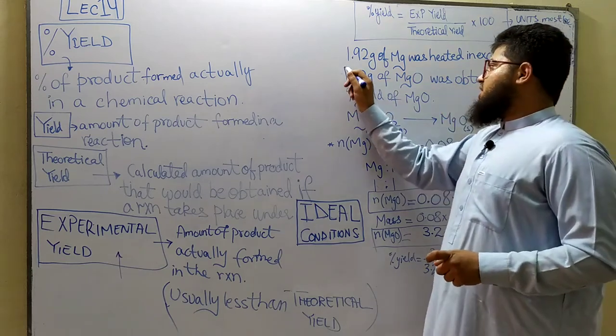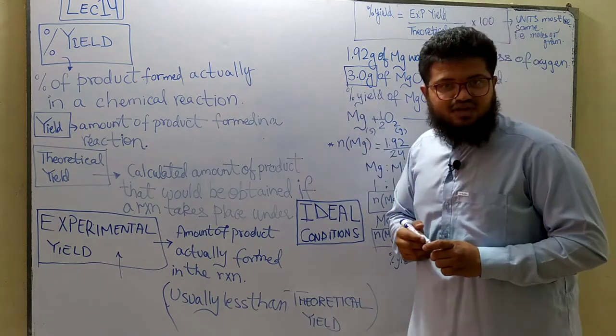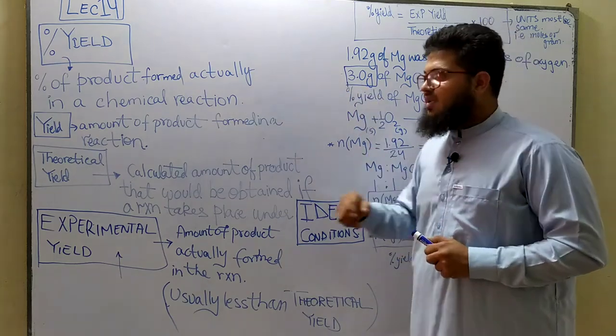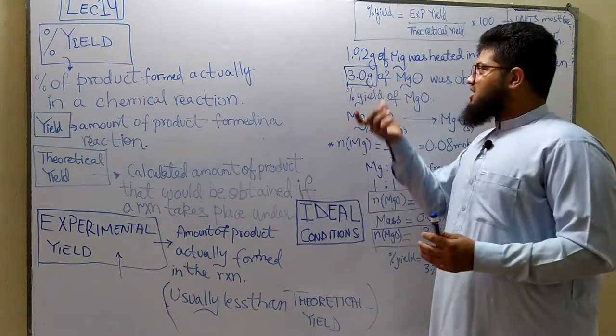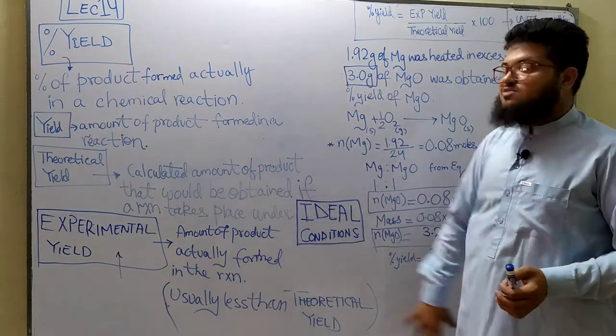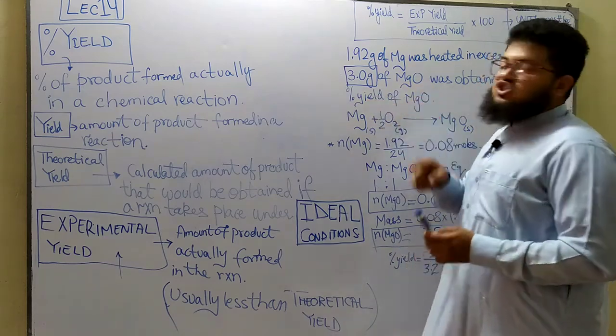3 grams was obtained. This is the product that is obtained in this reaction. So can I call it the yield of the reaction? Yes, I can. And what type? The experimental yield, because this is what the examiner is telling you, that this was obtained in that particular experiment. Okay. Calculate the percentage yield of this magnesium oxide.